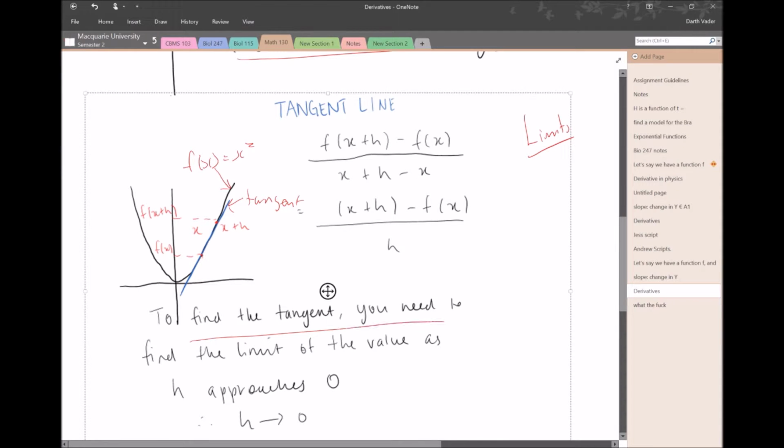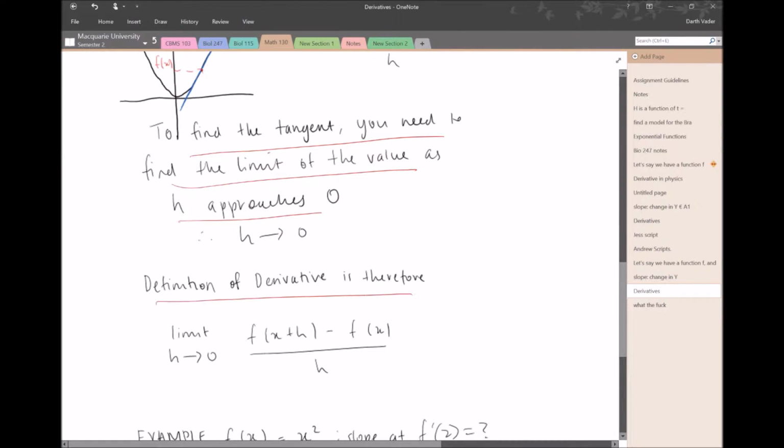Therefore, to find the tangent, you need to find the limit of the value as h approaches 0. Therefore, the definition of the derivative is f of x plus h minus f of x over h.